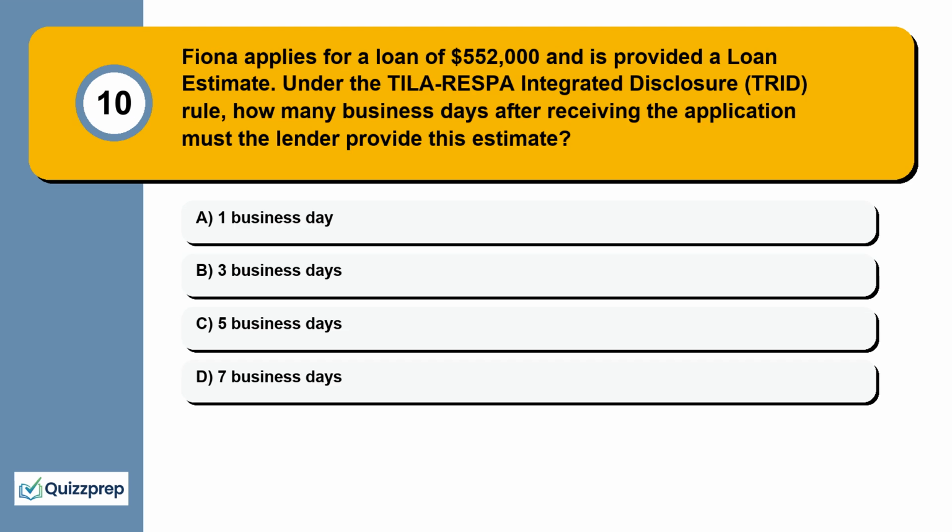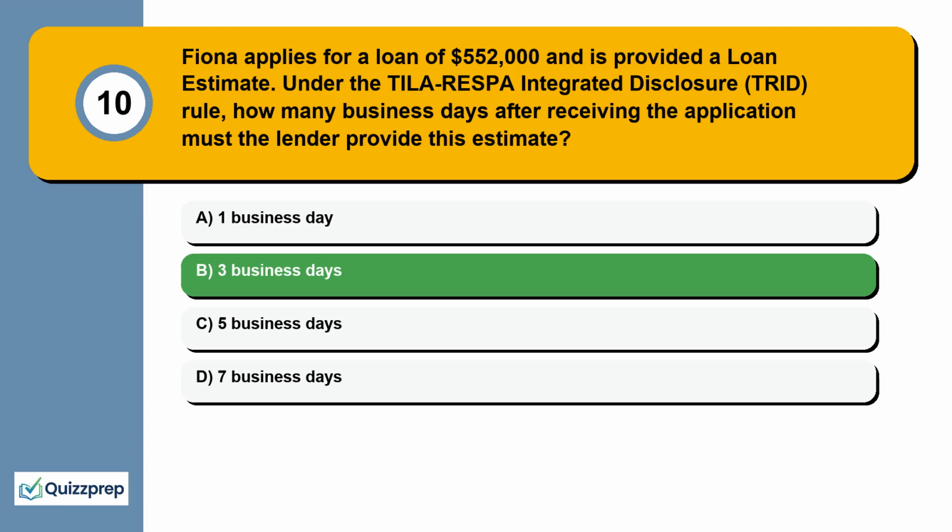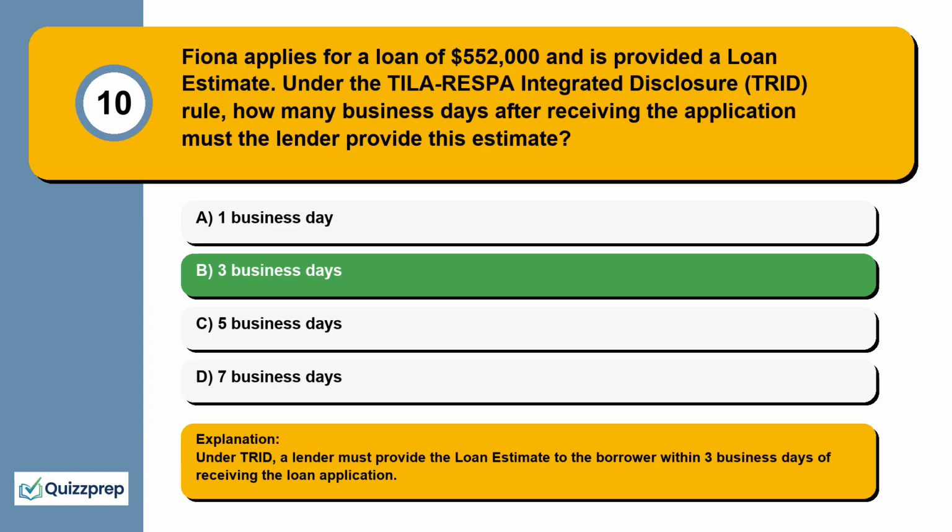Question 10. Fiona applies for a loan of $552,000 and is provided a loan estimate. Under the TILA-RESPA Integrated Disclosure (TRID) rule, how many business days after receiving the application must the lender provide this estimate? 1 business day, 3 business days, 5 business days, 7 business days. Under TRID, a lender must provide the loan estimate to the borrower within 3 business days of receiving the loan application.